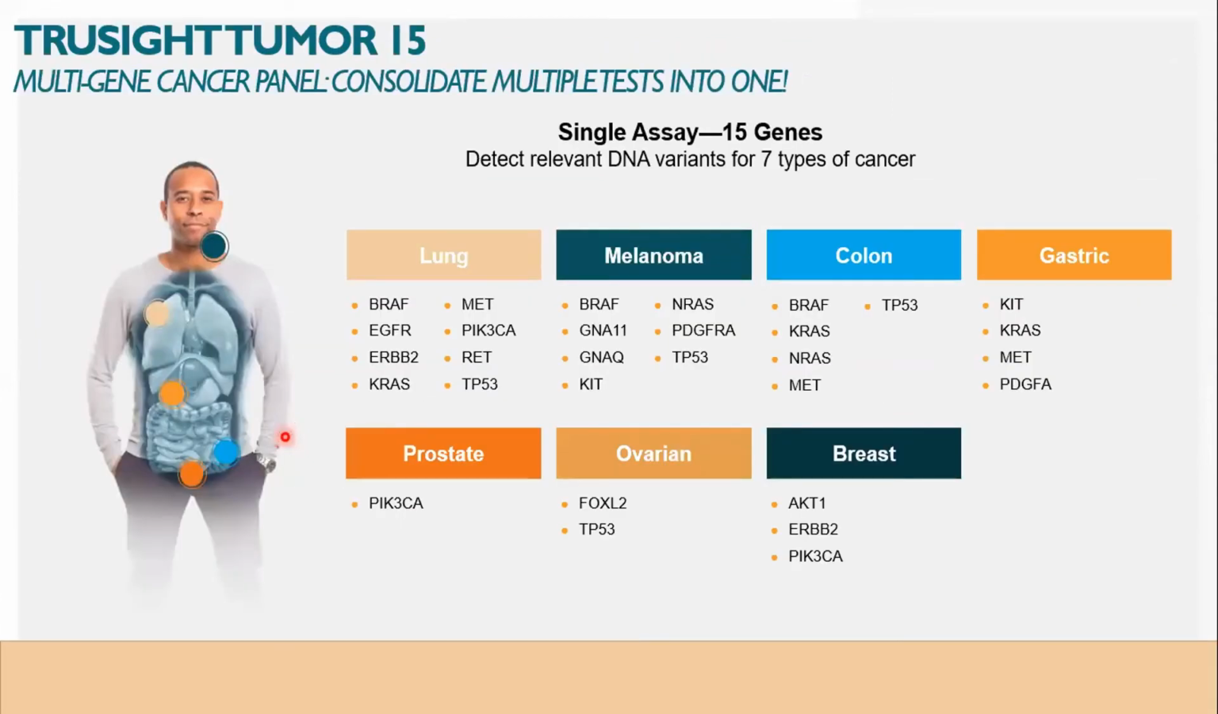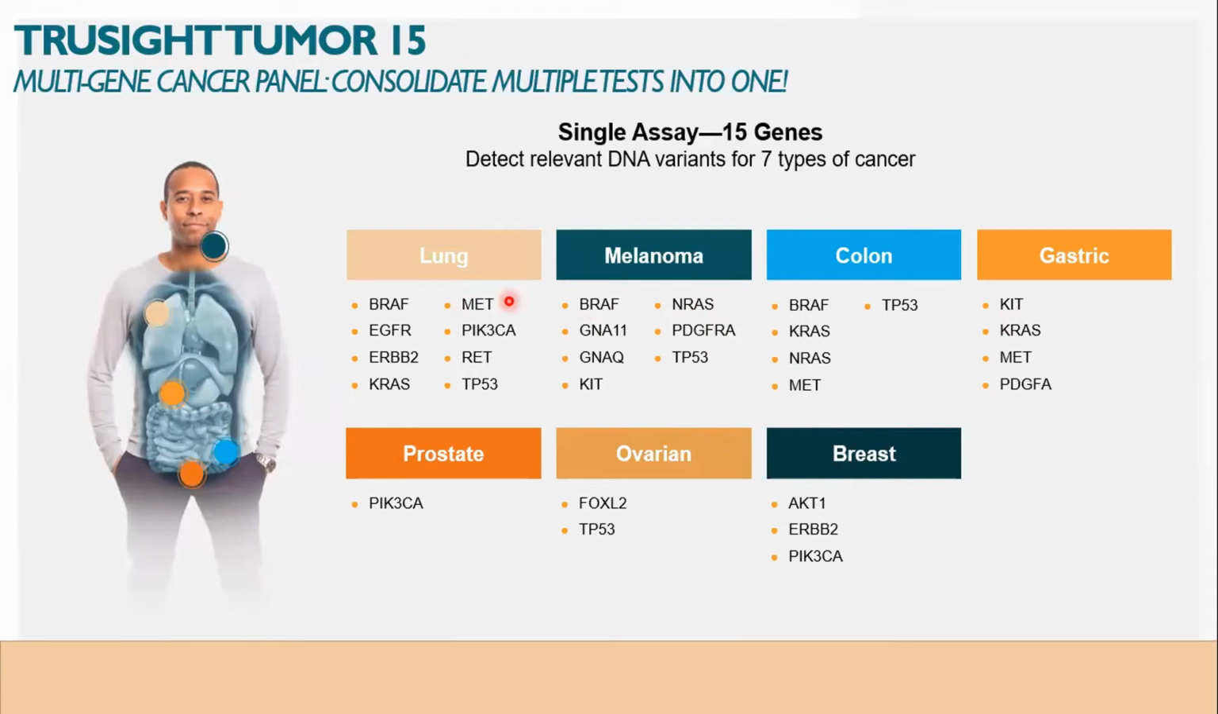And when you talk about a panel, what does it look like? A panel is a collection of different genes together, where you can do screening with the patient sample. For example, there is a panel called TruSight 15. It screens for 7 different cancer types, which are lung, melanoma, colon, gastric, prostate, ovarian, and breast cancer. There are 15 genes involved in this panel.